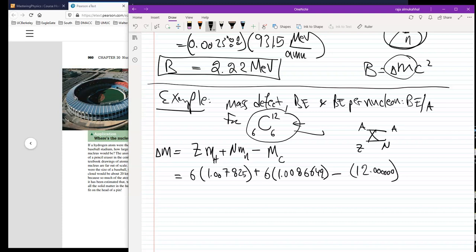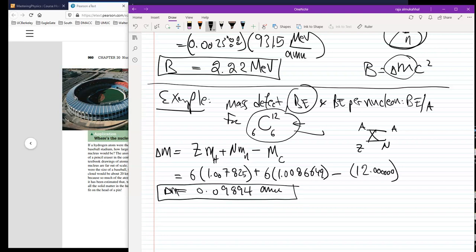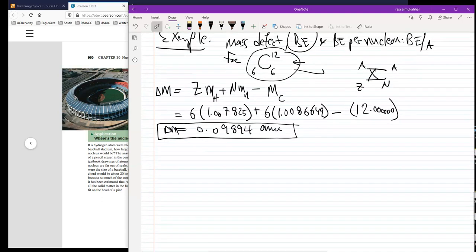Whatever, like that. And then I do the calculation, and you'll end up with 0.09894 AMU. There we go. That's the mass defect. This is the mass that has been converted into what? Into energy, binding energy. Now the next step, find the binding energy. All you need to do, you take this thing and multiply by c squared. So the binding energy is equal to the mass defect times c squared.